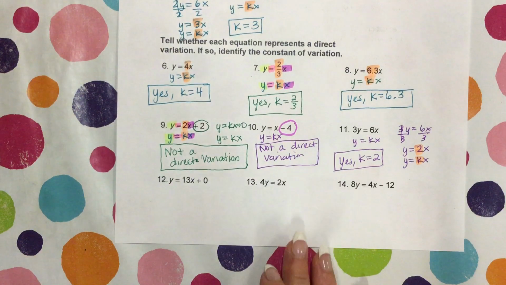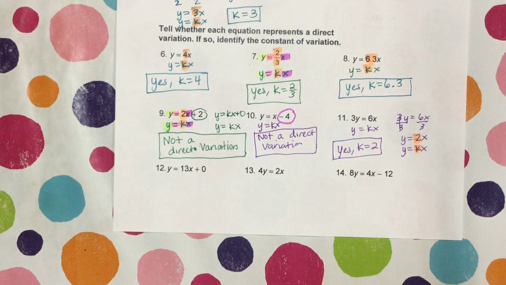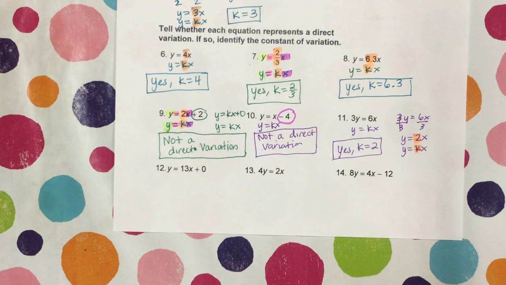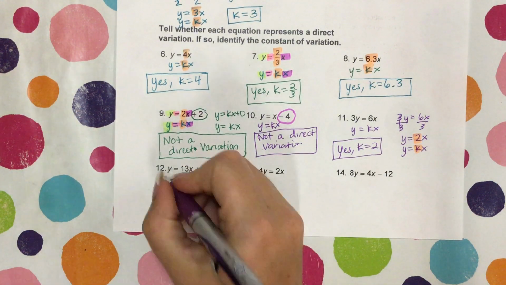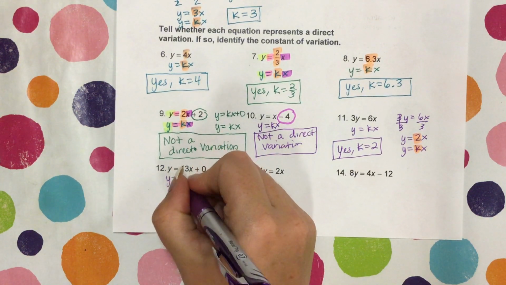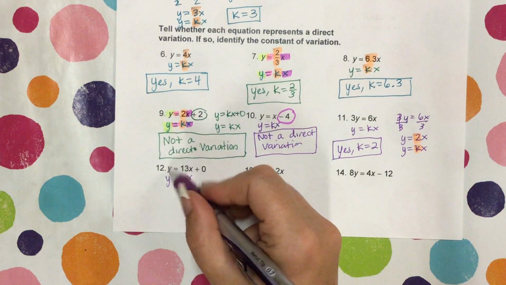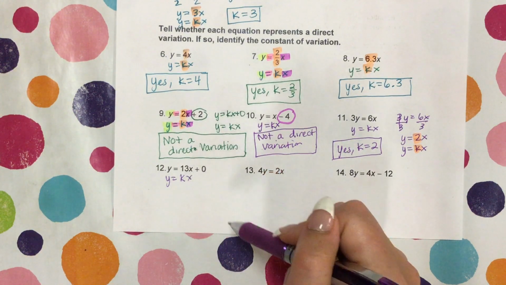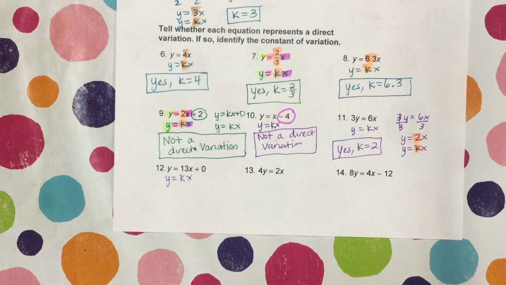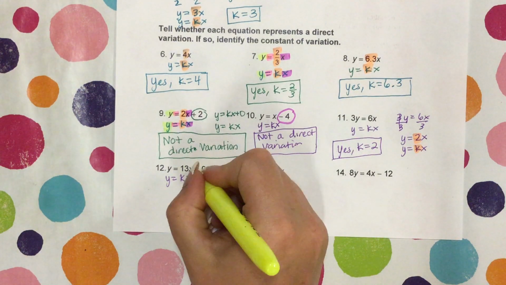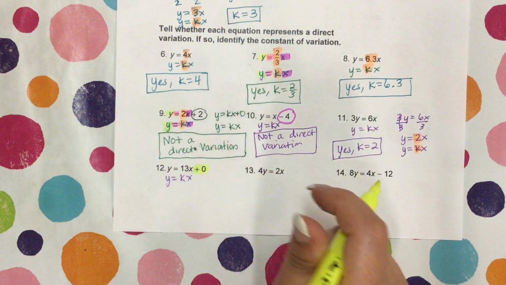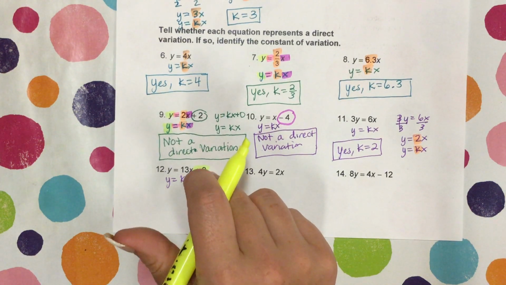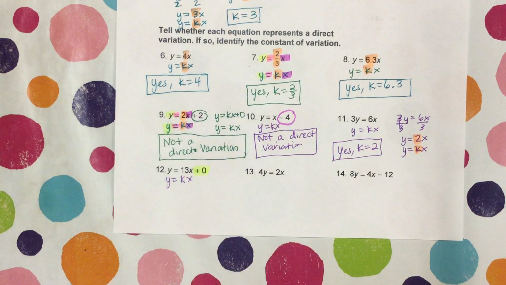Okay, let's go ahead and look at the last 3 problems. y equals 13x plus 0. Is that a direct variation? Well, if we write down the direct variation equation, y equals kx, the y is the same, the equals is the same, there's the x, and there's a number in front of the x, which is okay. But what do we have right here? We have this plus 0 bit out to the side. And if it was any other number than 0, we would say this is automatically not a direct variation.